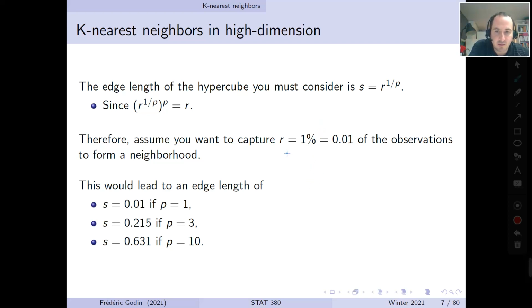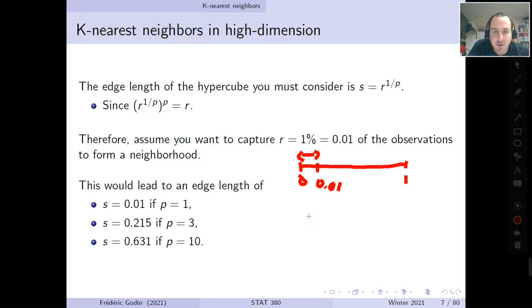Let's say r is 1%. So if you have a predictor space in 1 dimension, then your predictor falls on the straight line 0, 1. So if you want to find a hypercube in 1 dimension, so a segment of line which covers 1% of the total volume, then you simply need to find a part of the straight line which has length 0.01.